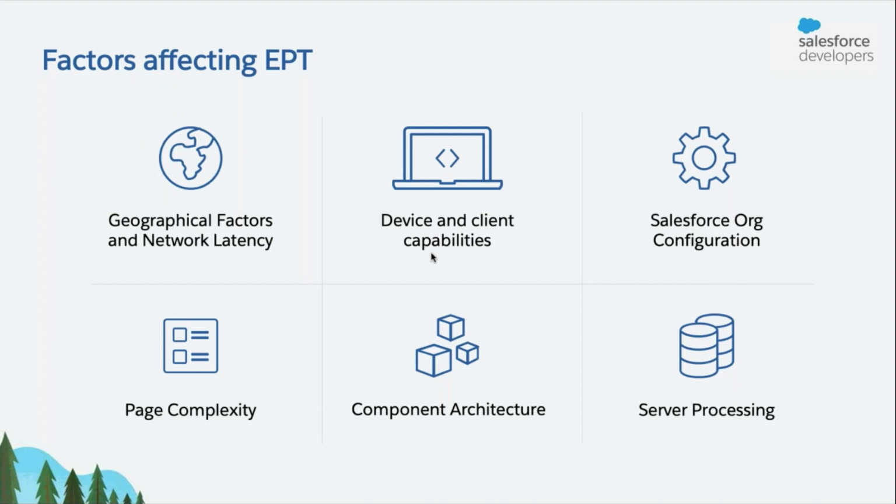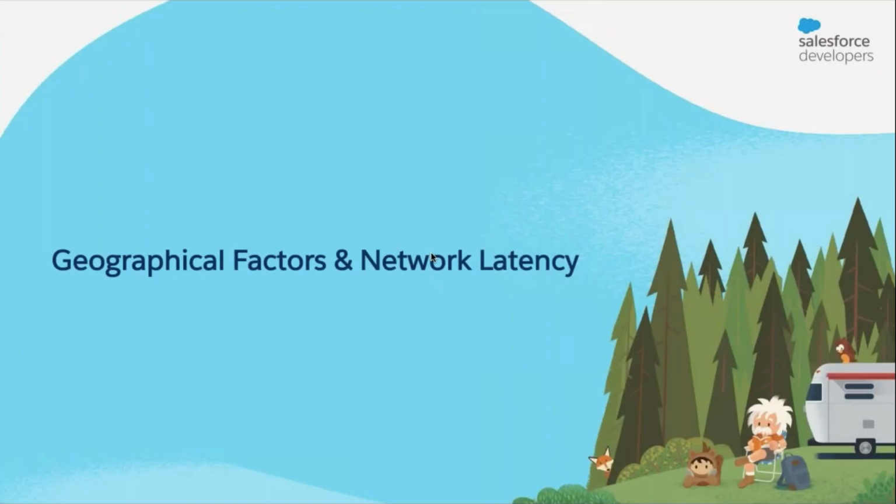So we have multiple factors. Like I mentioned in the agenda, we have 6 factors that affect your EPT, starting with geographical, device and client, how your org is configured, what is the complexity of your page, component architecture, and finally server processing. I'm going to get into each of these now. So let me start with geographical factors and network latency.